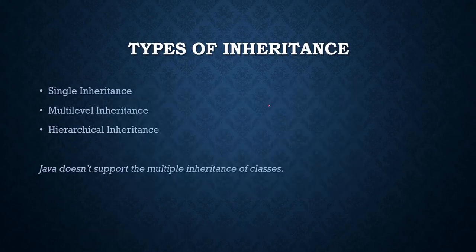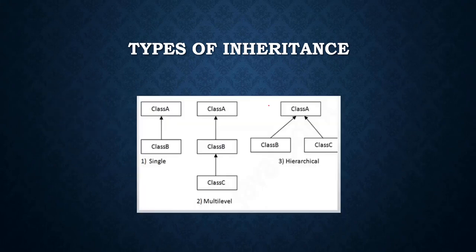When coming to the types of inheritance, we have single inheritance, multi-level inheritance, and hierarchical inheritance. Java does not support multiple inheritance of classes. So this is how the pictorial representation of a single inheritance looks. Class A, which is the superclass, is inherited by class B, which is a subclass. This represents single inheritance, only one step.